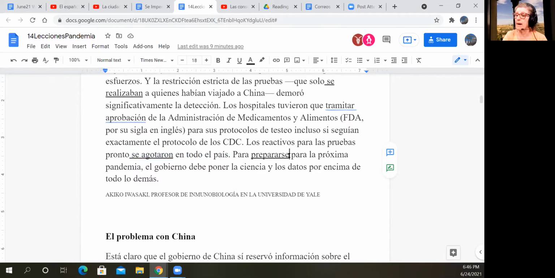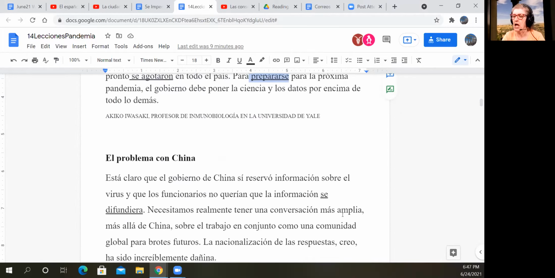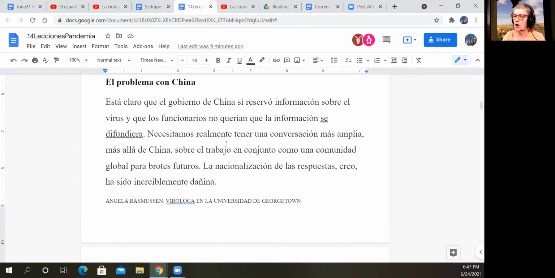Okay, prepararse aquí reflexivo, to prepare oneself. Okay. Okay, a ver. Algo muy difícil. Se difundiera. Wow, there's a really, really tough, a past subjunctive.